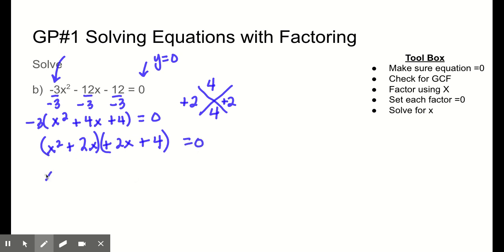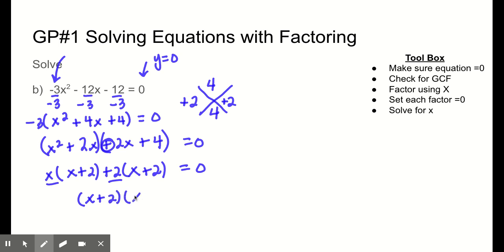GCF of the first group is x. That leaves us with x plus 2. GCF of the second group is 2. We're going to take out that positive as well. That leaves us with x plus 2. Check your parentheses. Put our factors back together. We have x plus 2 times x plus 2.